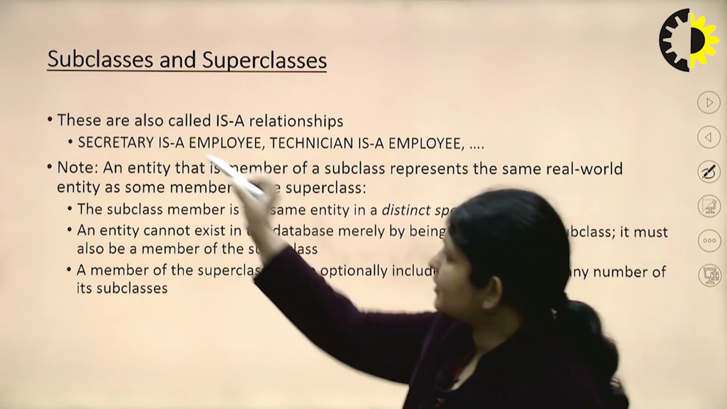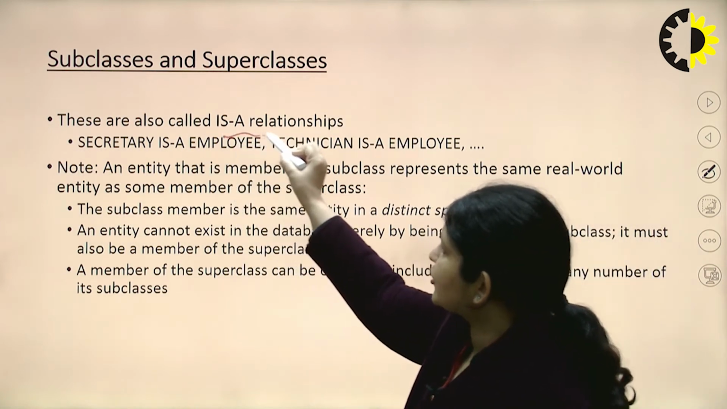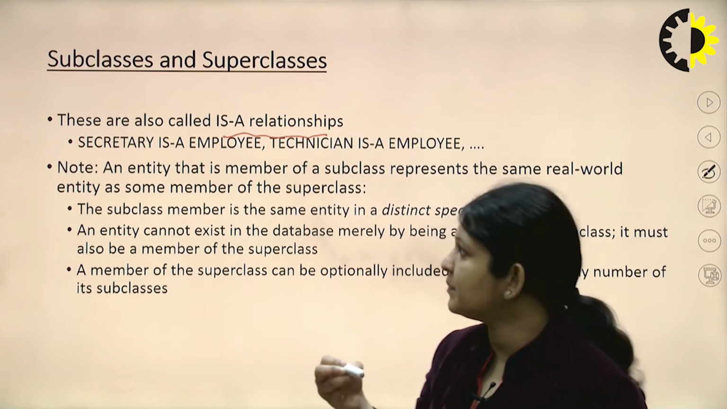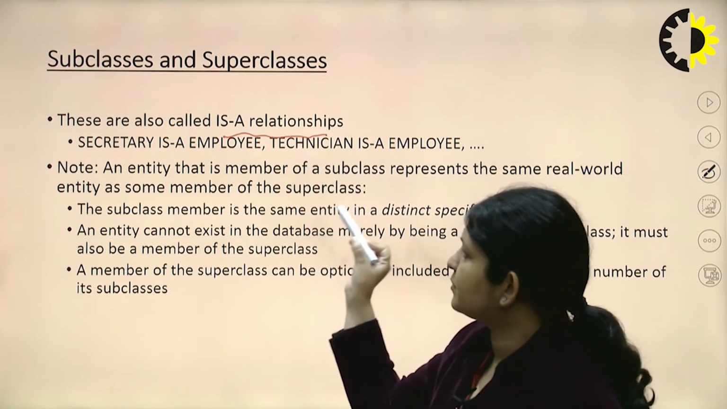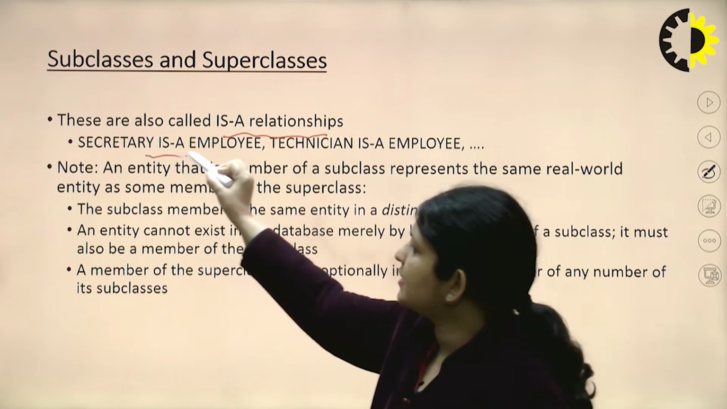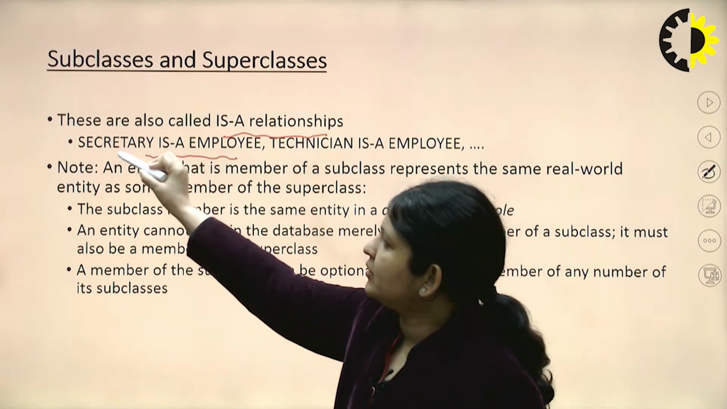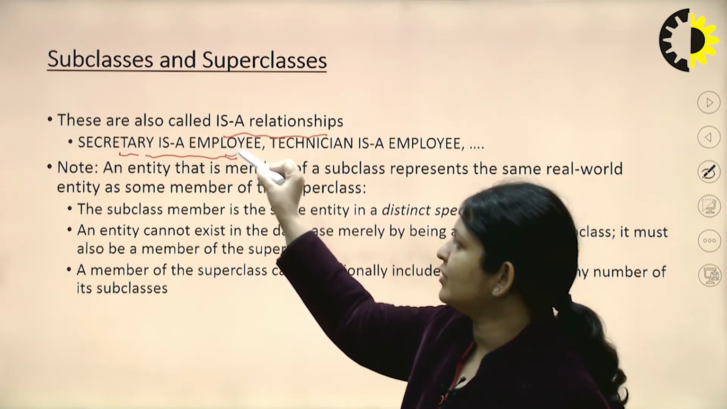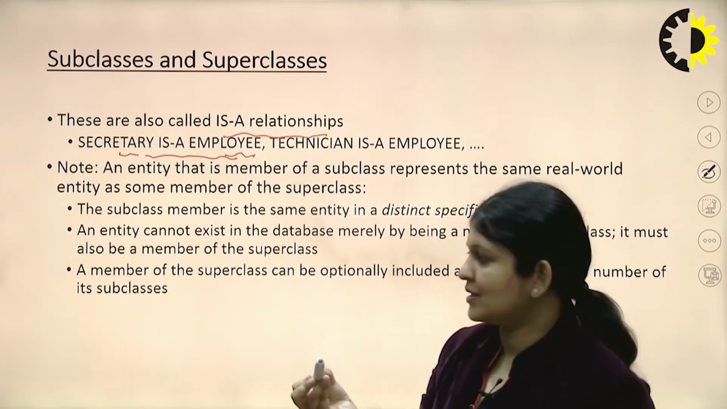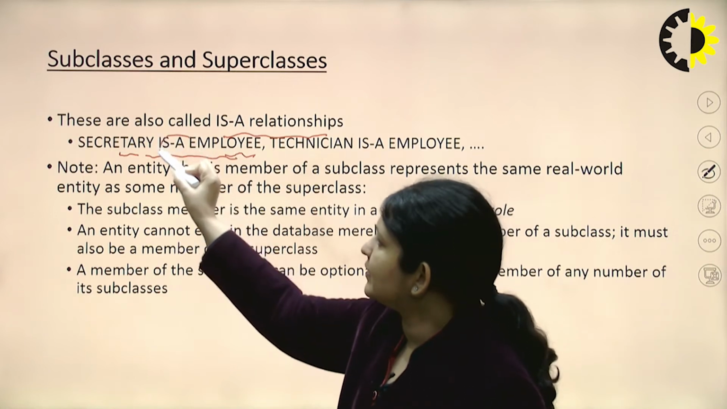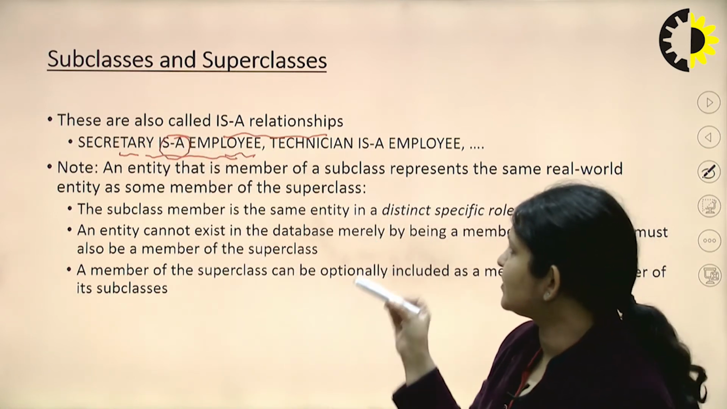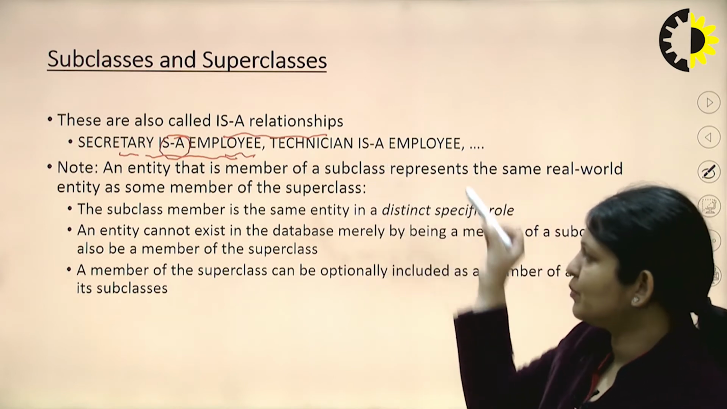So these are called is-a relationships. When we talk about the subclass and the superclass, the relationship is an is-a relationship. So secretary is an employee. Here on the left hand side we write the subclass and on the right hand side we write the superclass. So this particular is-a shows that it's a superclass-subclass relationship. So technician is an employee.